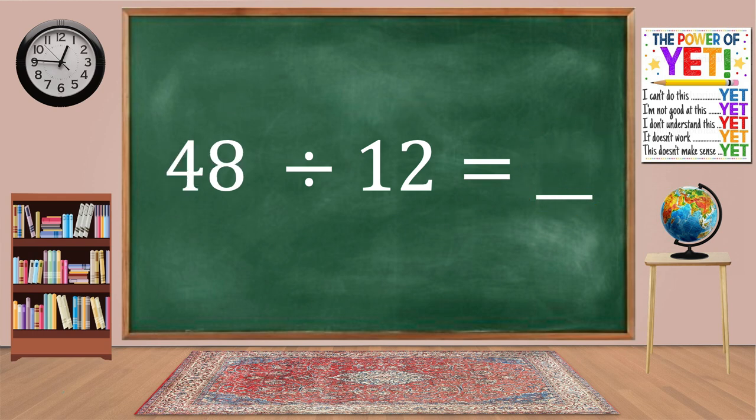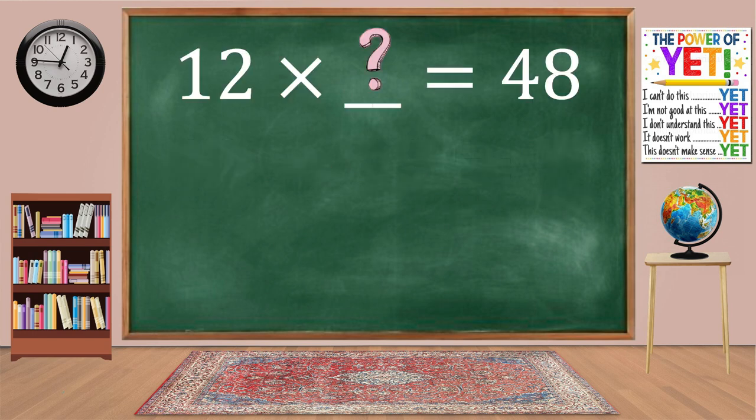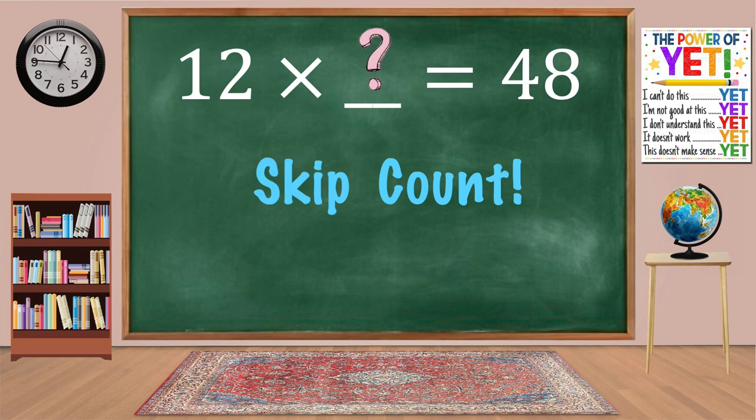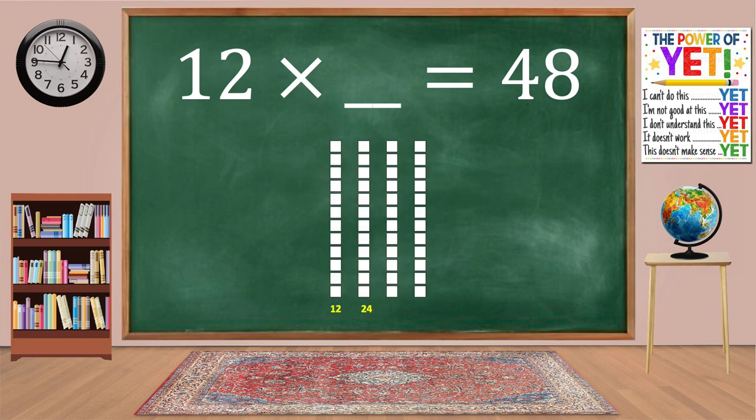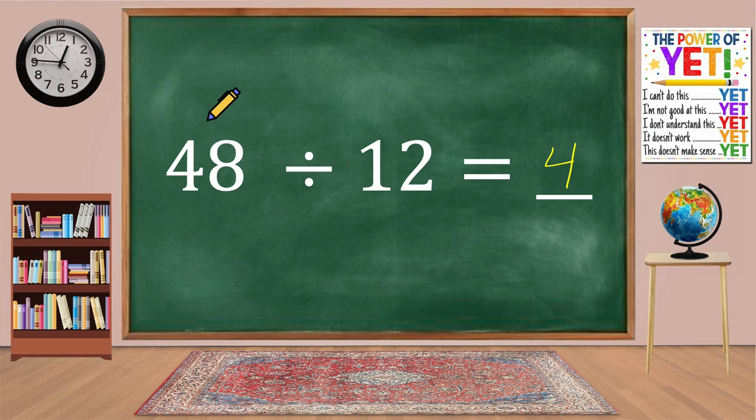48 divided by 12 equals blank. Our related fact is 12 times what equals 48? Skip count. 12, 24, 36, 48. We have four columns. 12 times 4 equals 48. 48 divided by 12 equals 4.